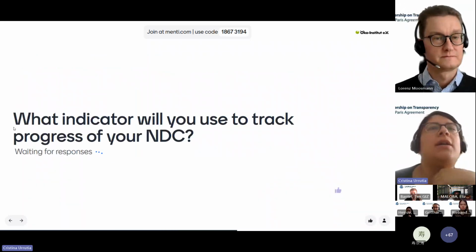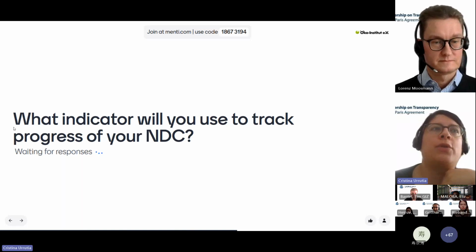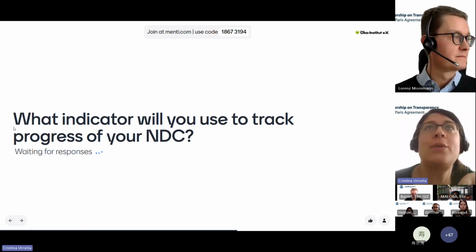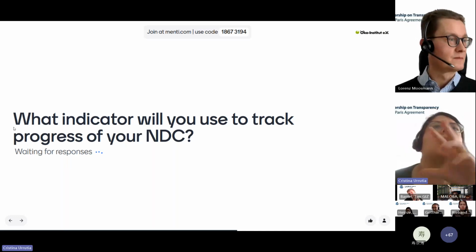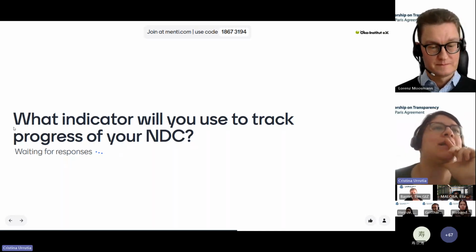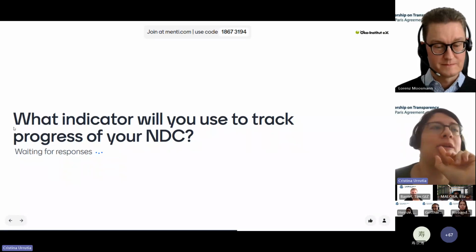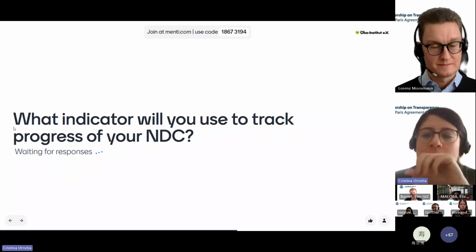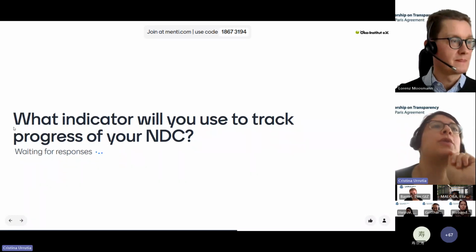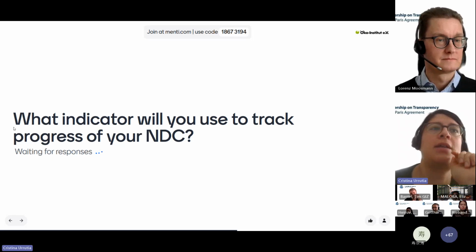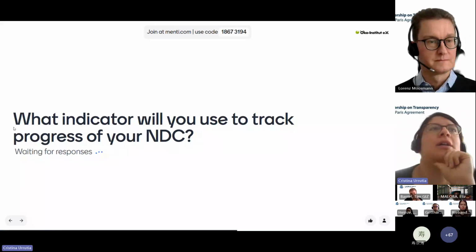Which is, what indicator will you use to track progress of your NDC? Please type in your response. We will be seeing a word cloud of the responses, and if indicators are mentioned several times, the word will become larger. It could, for example, be the net greenhouse gas emissions.